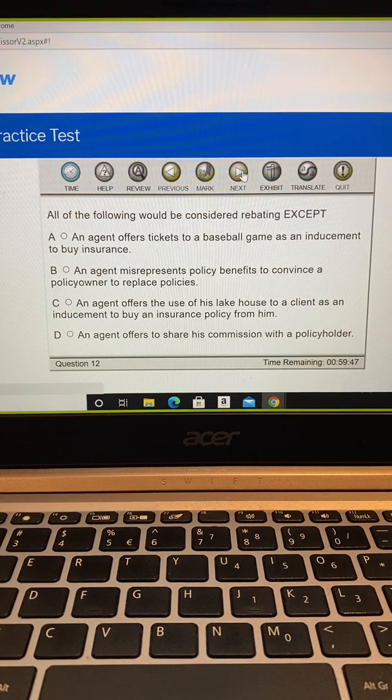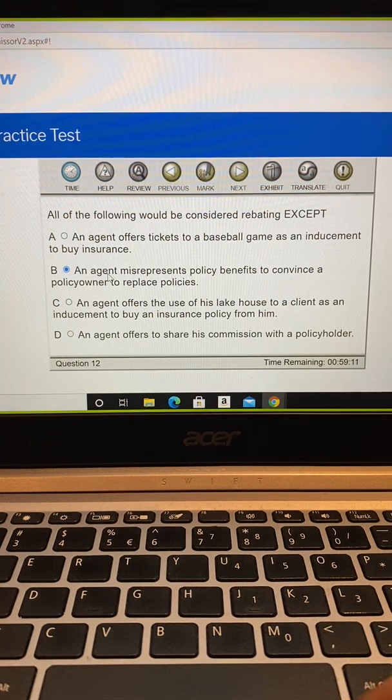All of the following would be considered rebating except... B. Wait, yeah. B is lying to replace, right? You know that's twisting. Twisting.